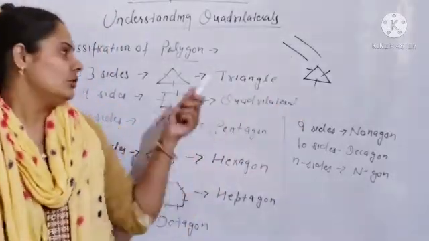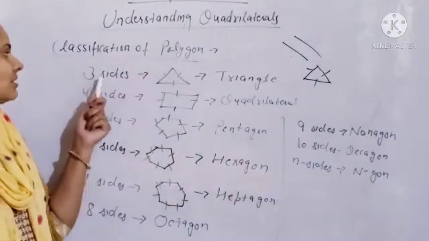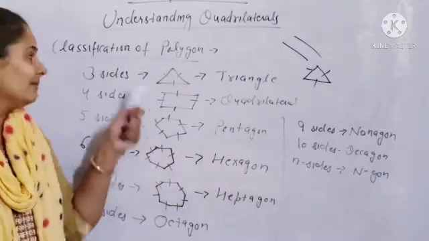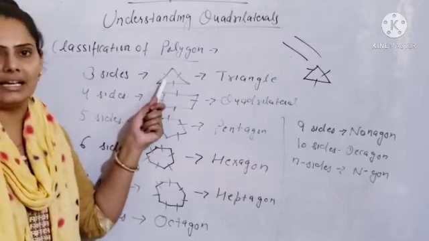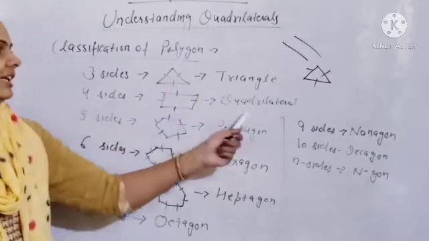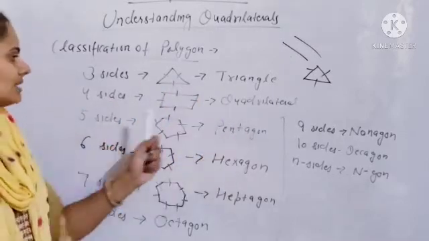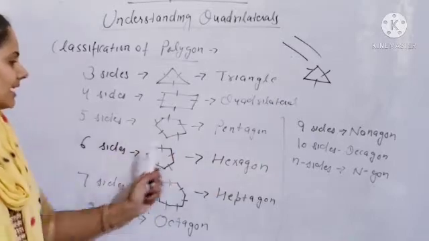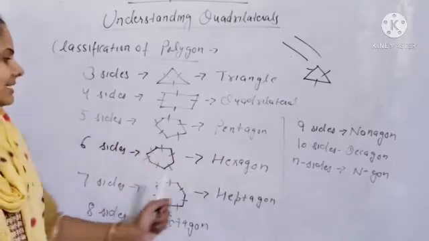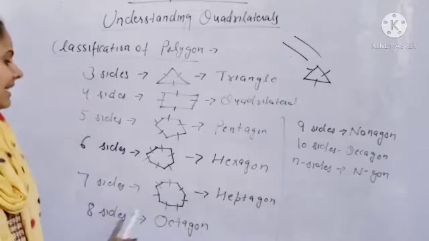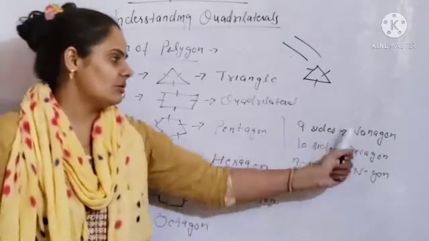So how will you classify the polygon, beta? Simple, you will start from three sides. You will draw a triangle, and it is called a triangle. Four sides are given, it will be a quadrilateral. If five sides are given, pentagon. Six sides, hexagon. Seven sides, heptagon. Eight sides, octagon. Nine sides, nonagon.